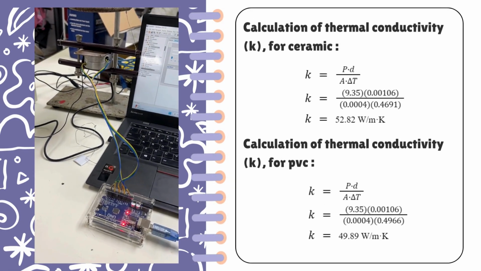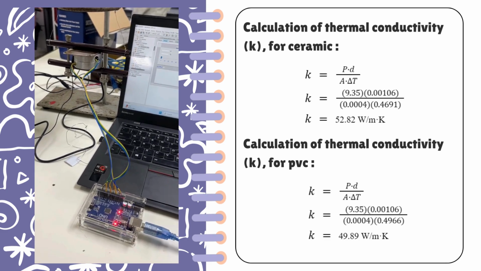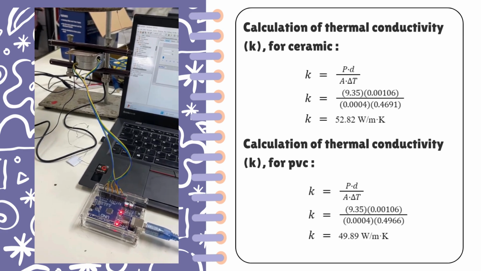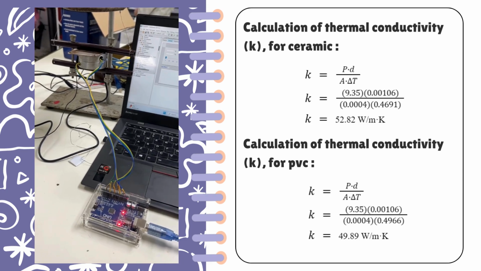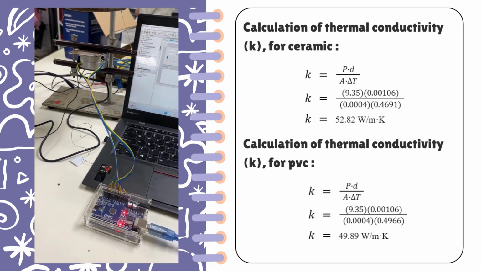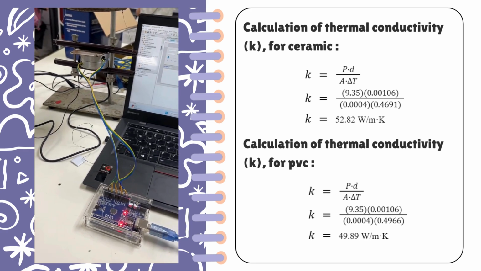Next is the calculation of thermal conductivity for ceramic. As we know, we need to use the same formula as before, which is K equal to P multiplied by D divided by the area multiplied by the temperature difference. So we can get the value of K for ceramic, which is 52.82 watt per meter Kelvin. Using the same steps, we calculate thermal conductivity for PVC. We get the value of K for PVC, which is 49.89 watt per meter Kelvin.